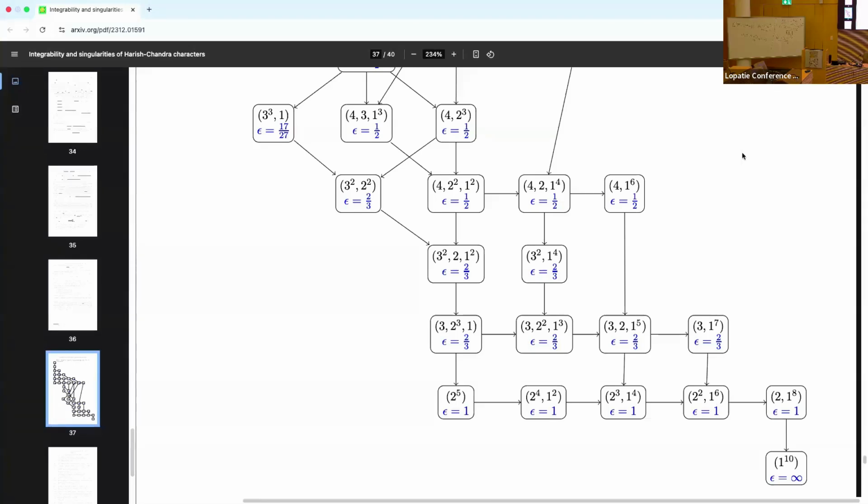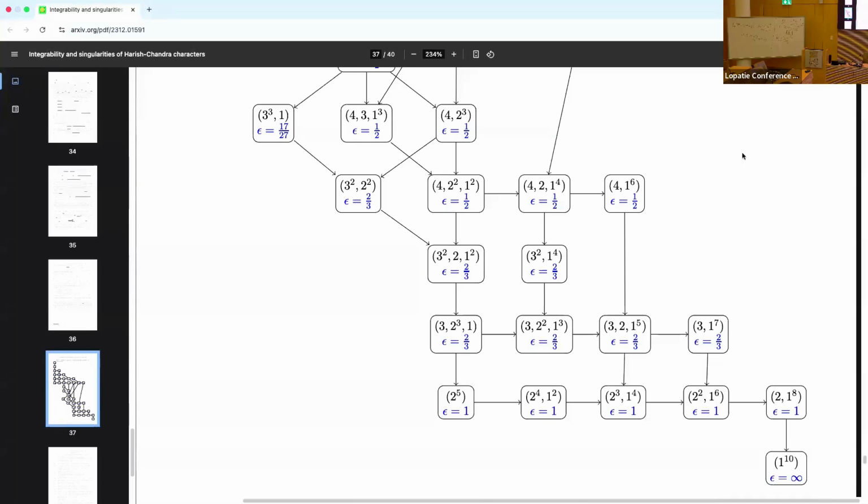Let's see. So 17 over 27 seems worse than this, right? So 2 over the largest part. So it's always worse and sometimes equal. It seems to be. Always better? Better, yes. So actually, well, it depends.